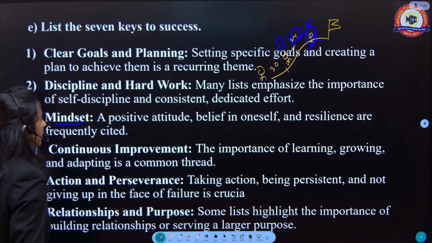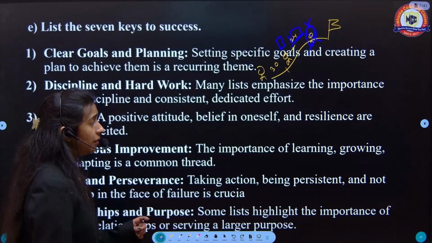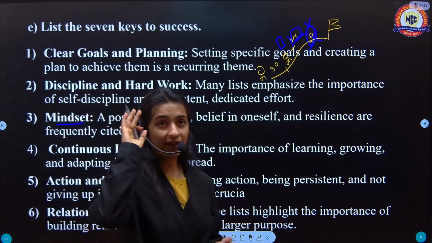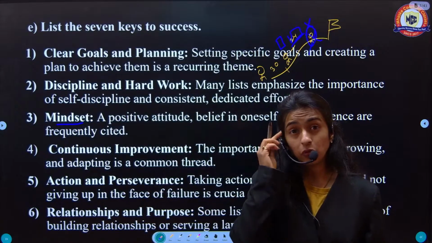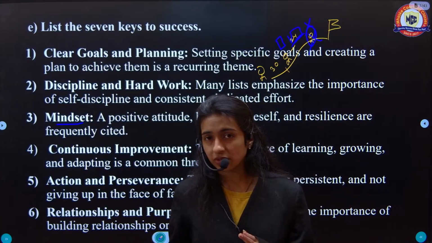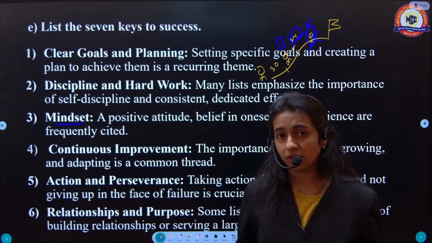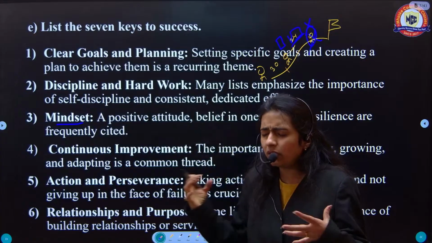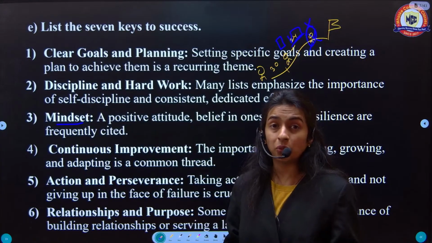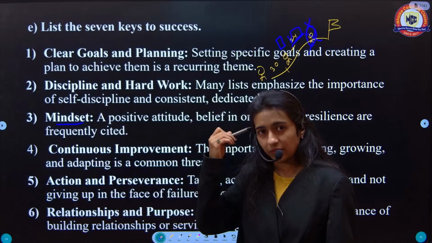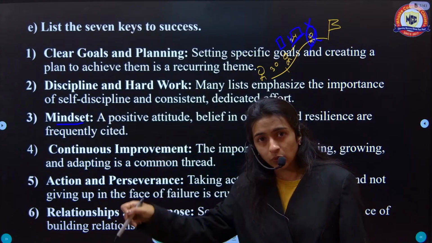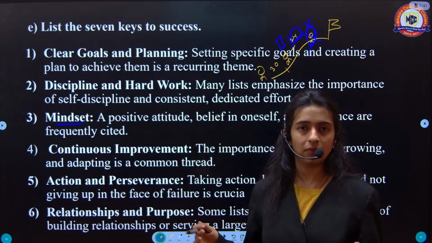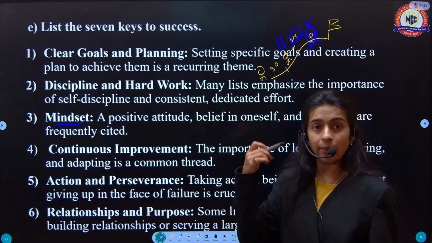Next is mindset. A positive attitude, belief in oneself, and resilience are frequently cited. You know what? Mindset is all about this. If you are thinking positive, you can do anything in this world. But if you have continuously negative thoughts, you're not able to do it. So, mindset. I am going to do this, I will do it, and I know that I'm going to do this within this many years and at this age. That is what your mindset is.